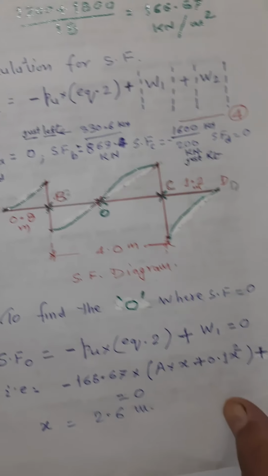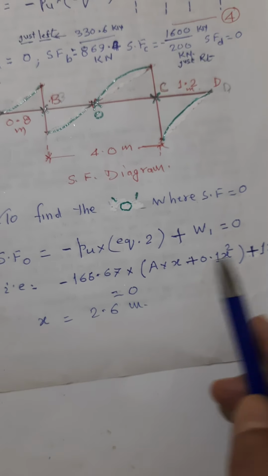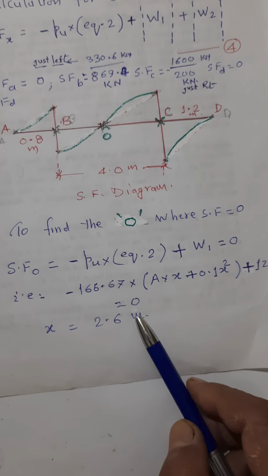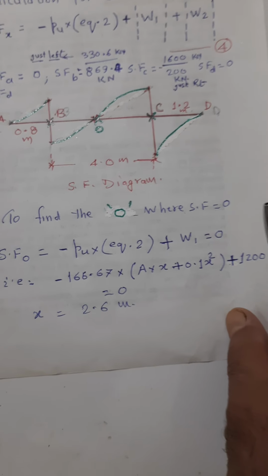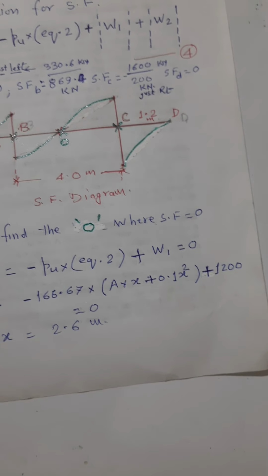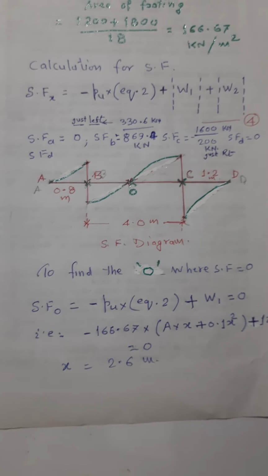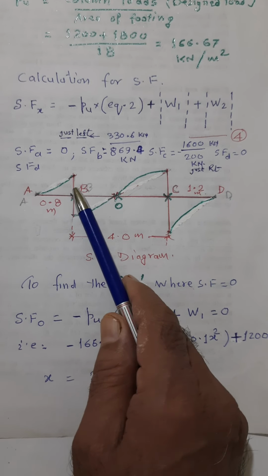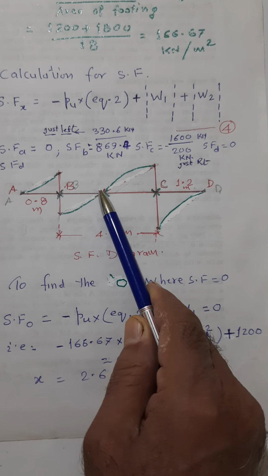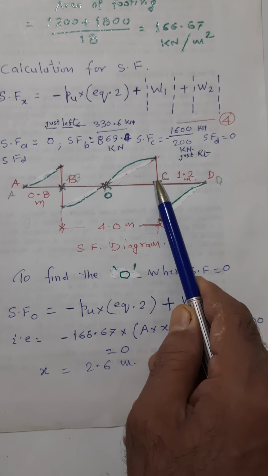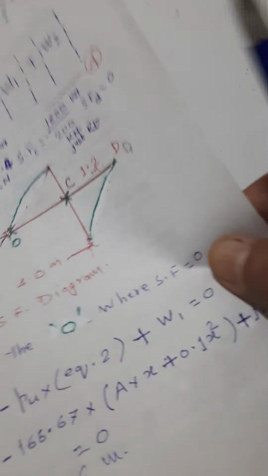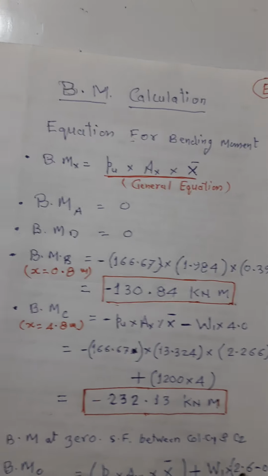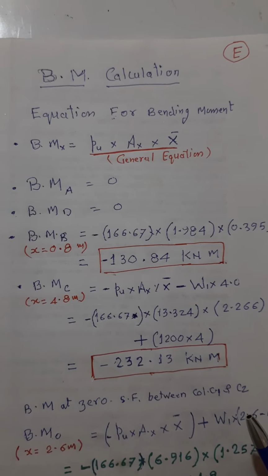Find out the value of x, and it comes out to be 2.6 meter from here. If you find, you will find 2.6 meter from here. Once we can find that out, we will have to find out the bending moment at this point as well as this point also. We will have to find out 3 bending moments, and for that we will now go ahead to the next part, that is bending moment calculations.